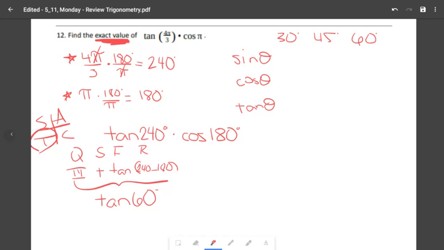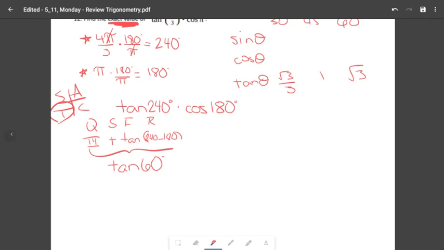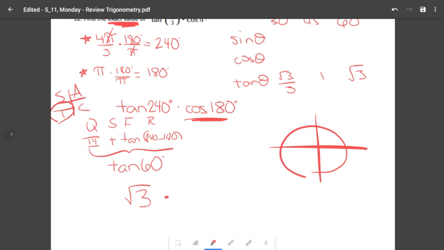So this is telling me that tangent of 240 is the same thing as tangent of 60. And tangent of 60, if you look at your chart, is radical 3. We are going to multiply that with cosine of 180. Now, unfortunately, this QSFR does not work because 180 sits on a line. So the first step already, Q, there is no quadrant for the 180. This is where we want to use the unit circle.